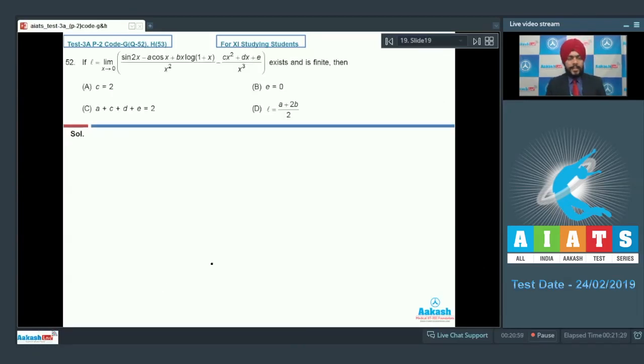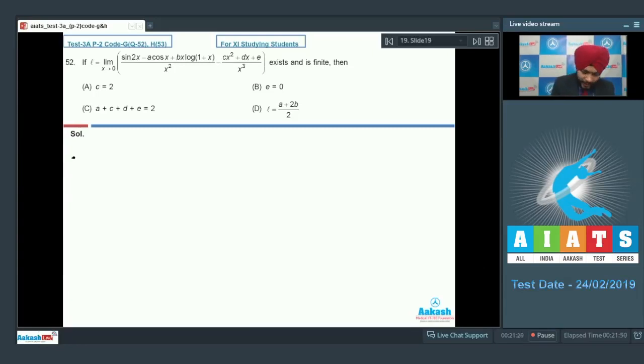Question number 52 says that if L is equal to limit x tends to 0, sin 2x minus a cos x plus bx into log of 1 plus x, whole divided by x square minus cx square plus dx plus e, whole divided by x cube exists and is finite, then. Students, in this type of questions, what do we have to do? We have to take the LCM of all the terms and then we have to apply series expansion.